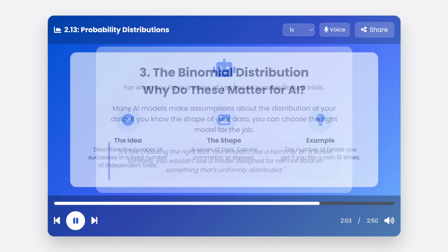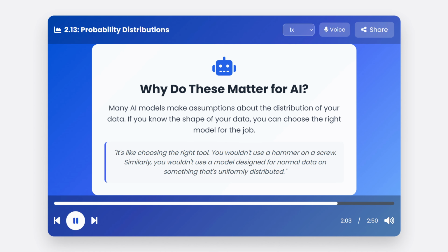So why is it so important for an AI learner to know these shapes? Because many machine learning models make underlying assumptions about the distribution of your data. By visualizing your data and recognizing its shape, you can choose a more appropriate and powerful model for the task. It's about matching the right statistical tool to the right data problem.